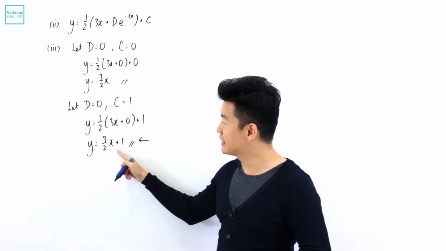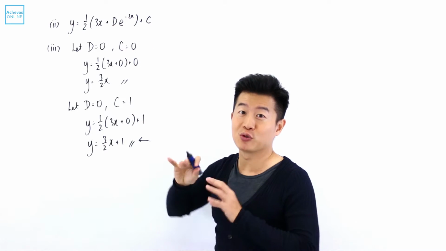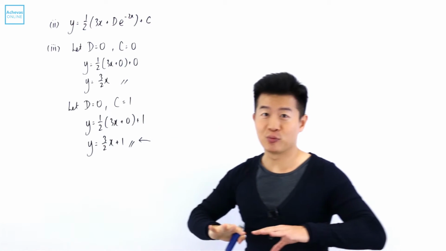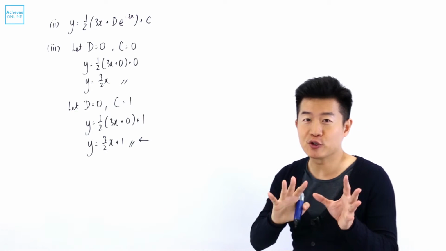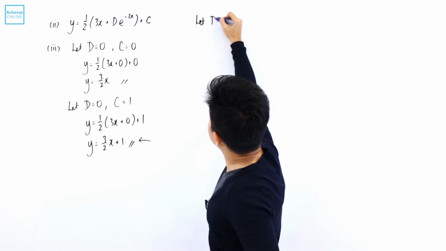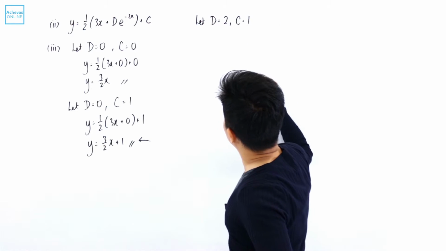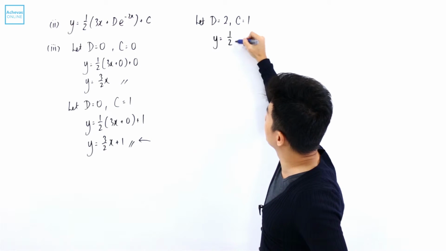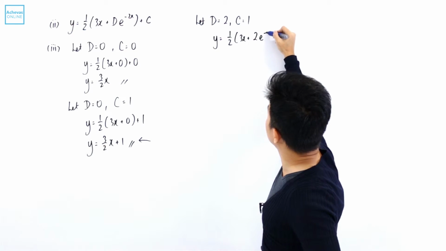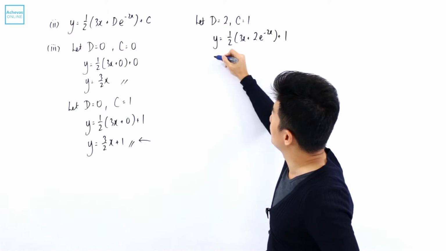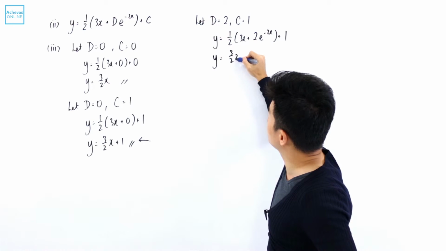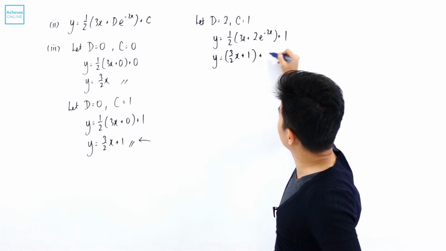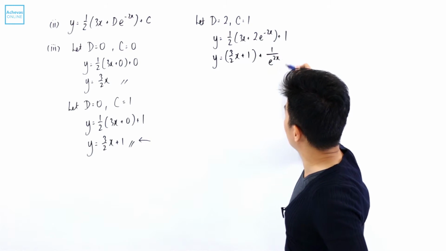If I want to turn this line into the oblique asymptote of that curve, what I need to make sure of is c to be equal to 1. As for d, I can let it be just anything. I'm going to show you what I mean. Let's say d is equal to 2 and c is equal to 1, which means that the particular solution is going to be y equals 1 over 2 times 3x plus 2e to the power of minus 2x plus 1. Rearranging this, I can get 3 over 2 x, grouping it with 1, then this is going to cancel off the 2, so I have plus 1 over e to the power of 2x.